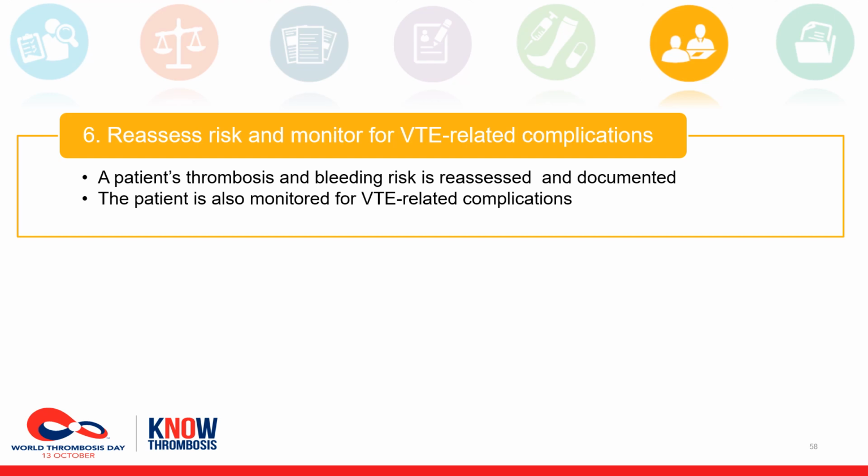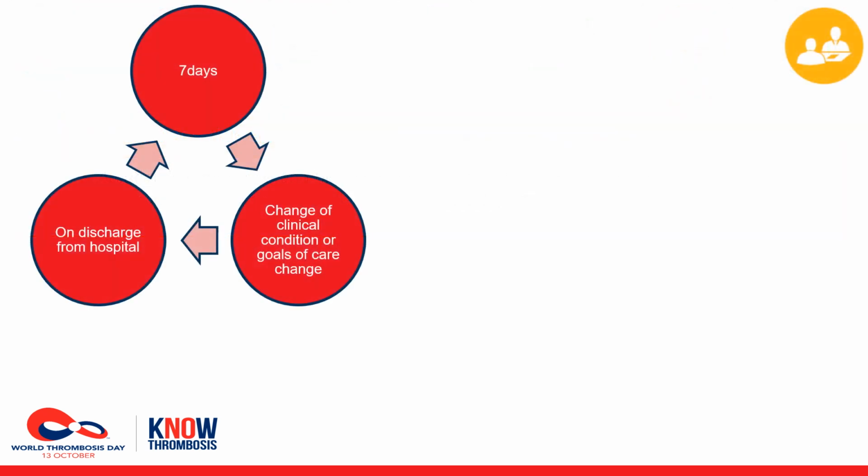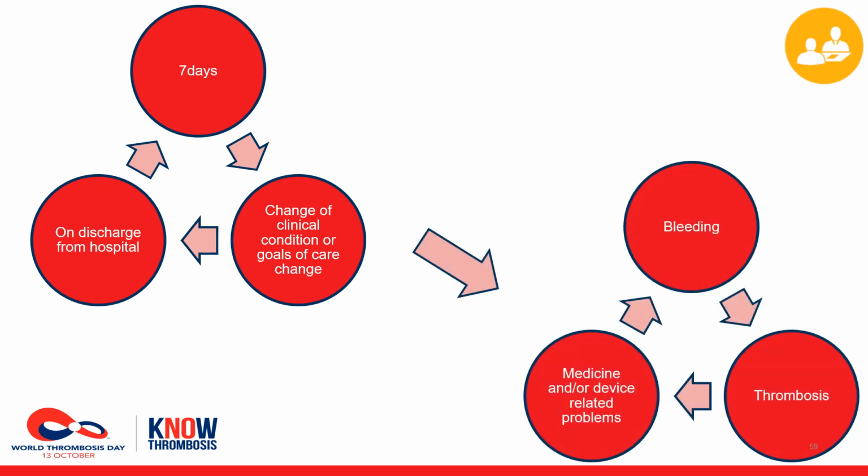Statement 6 says to reassess risk and monitor for VTE related complications. So reassessment should happen every 7 days, change of clinical condition or change of goals of care, and on discharge from hospital. And what are we monitoring for?